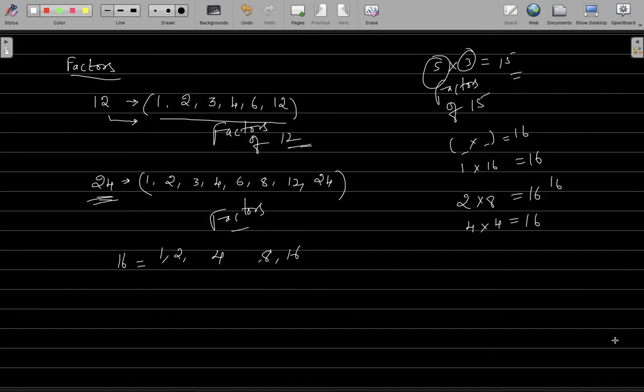So what are the factors of 16? You have 1, 2, 4, 8 and 16. These are the factors, or these are those numbers which divide this number 16 exactly without leaving any remainder.